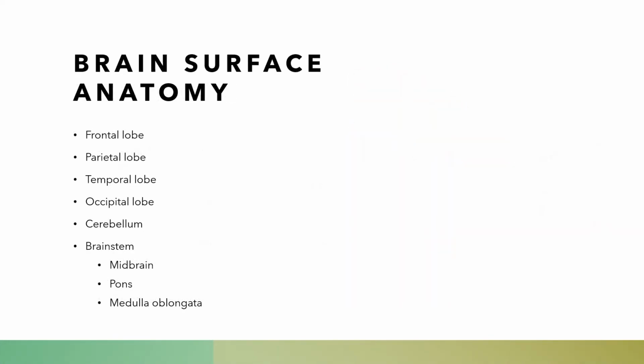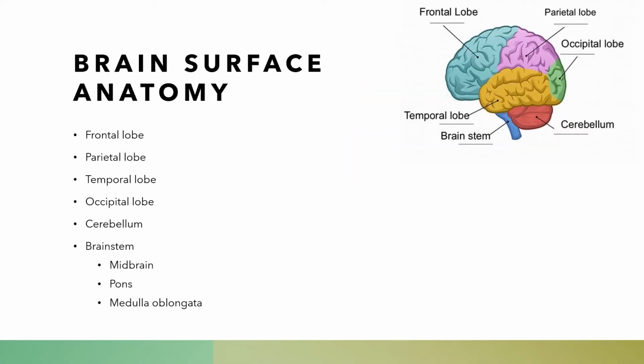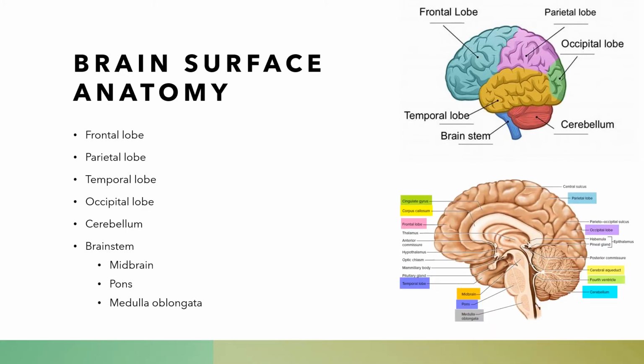Let's talk about brain surface anatomy. We have the frontal lobe, parietal lobe, temporal lobe, and occipital lobe. We also have the cerebellum and the brainstem. The brainstem consists of the midbrain, pons, and medulla oblongata. So the midbrain, pons, medulla oblongata. So these 3.